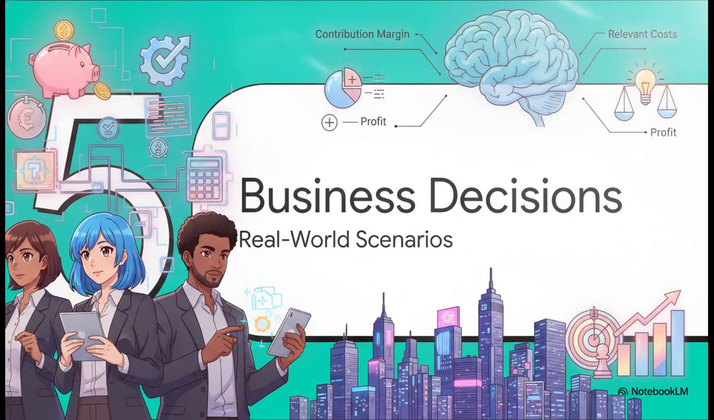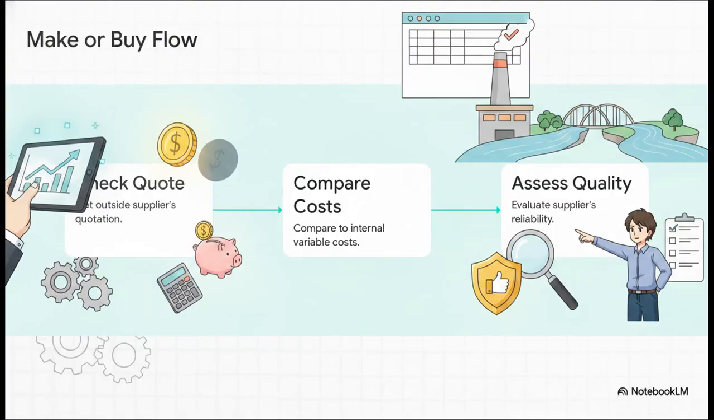Okay, Section 5, Real-World Business Decisions. Let's take everything we've covered and apply it to a classic high-stakes scenario, the make-or-buy decision. Should you manufacture a component yourself or outsource it? Here's the flow. First, grab the supplier's quote. Second, compare it strictly to your internal variable costs. Remember, we ignore general fixed costs because, hey, rent stays the same either way. If the supplier's quote is higher than your internal variable cost, you keep it in-house. And finally, always step back and assess the qualitative factors, like is this outside supplier actually going to be reliable?